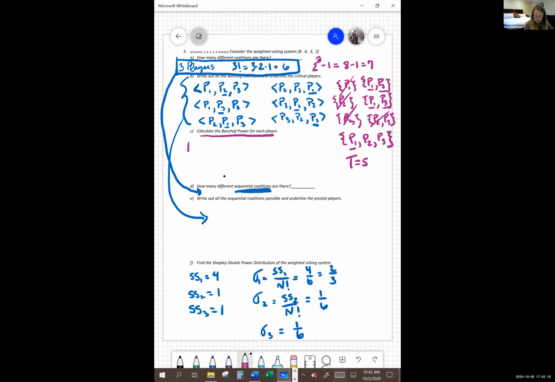And so the Banzhaf power for 1, that should be a B, not a beta, is 1, 2, 3. Power for player 2 is just once, and the power for player 3 is just once. And so Banzhaf power for player 1 is the Banzhaf power over the total. So 3/5. Banzhaf power for player 2 is 1/5. And for player 3 is also 1/5.